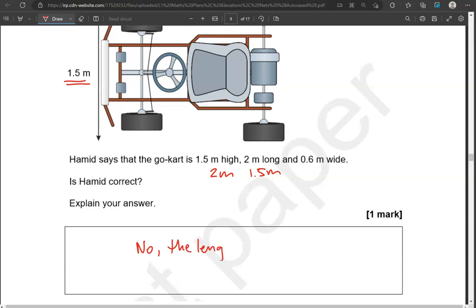The length is 2 meters and width 1.5 meters.